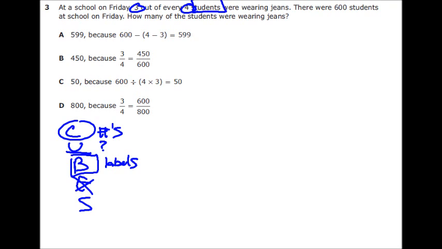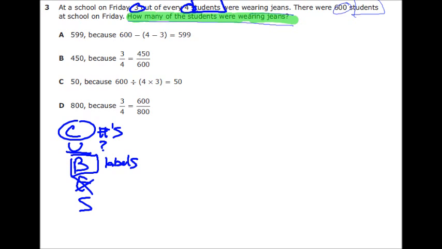so 3 out of every 4 students were wearing jeans, so they're wearing jeans. I have 600 students at school on Friday, and how many are wearing jeans? Here's my question. So I want to underline how many are wearing jeans. If I have a highlighter, I can also go ahead and highlight that. How many of my students were wearing jeans?